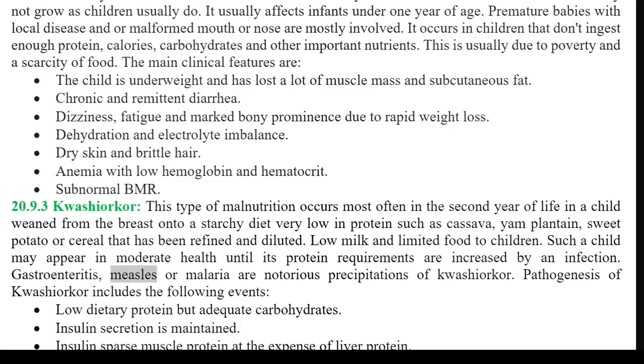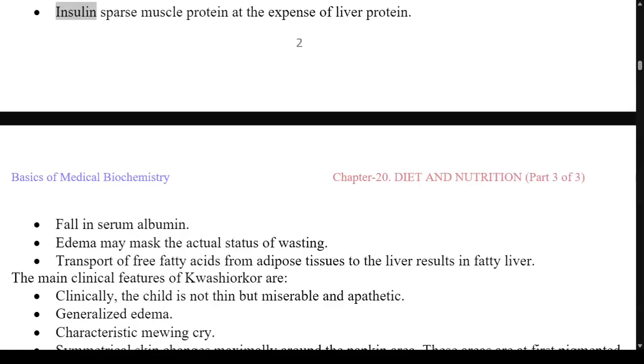Gastroenteritis, measles, or malaria are notorious precipitations of kwashiorkor. Pathogenesis of kwashiorkor includes the following events. Low dietary protein but adequate carbohydrates. Insulin secretion is maintained. Insulin spares muscle protein at the expense of liver protein. Fall in serum albumin. Edema may mask the actual status of wasting. Transport of free fatty acids from adipose tissues to the liver results in fatty liver.